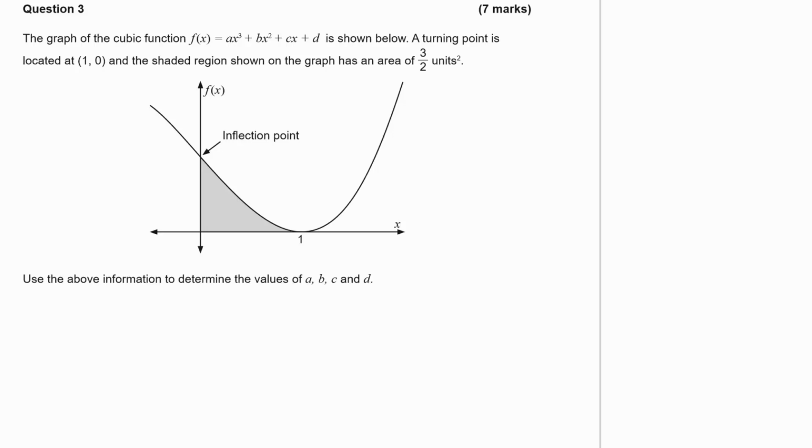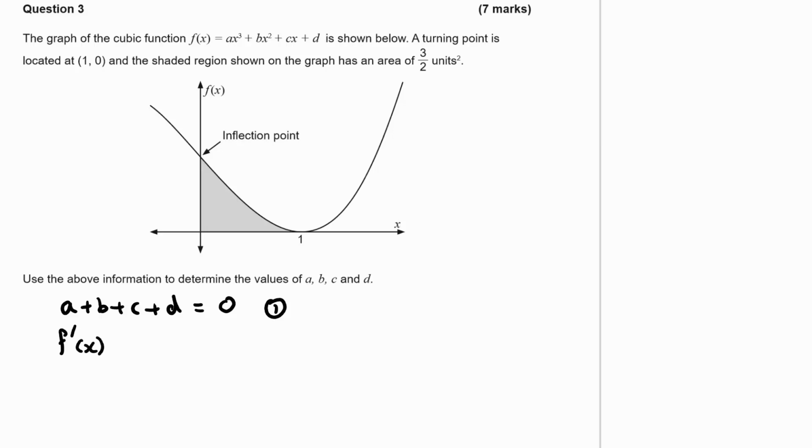Well, first of all, we know it goes through (1, 0). So when x is 1, f of x is 0. Substituting x is 1 in here gives me a plus b plus c plus d is equal to 0. Let's call that 1. Now let's think about the fact that it's a turning point.